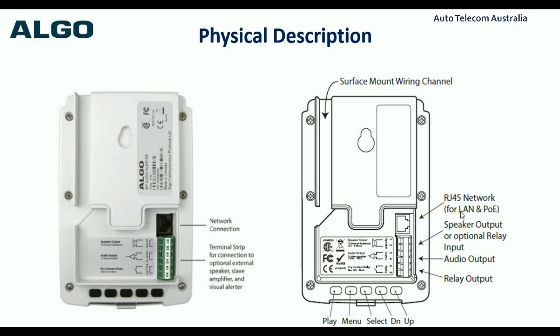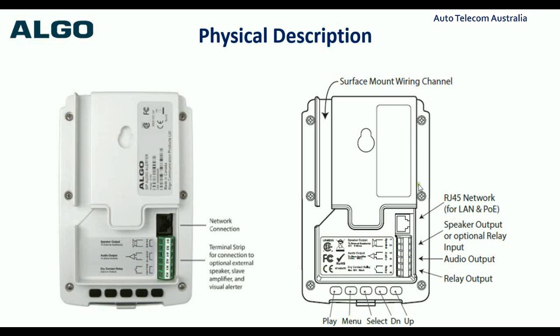Let's move over to the right-hand side, where we've just gone down this list. These little buttons down the bottom make the Algo really nice to install. First of all, you can play what the ringtone is by pressing the play key, and adjust the volume manually if you're next to the unit. You can also control that via the browser to program it.